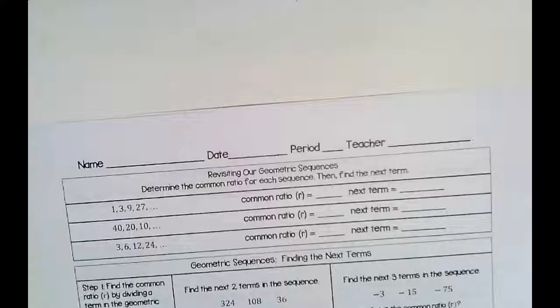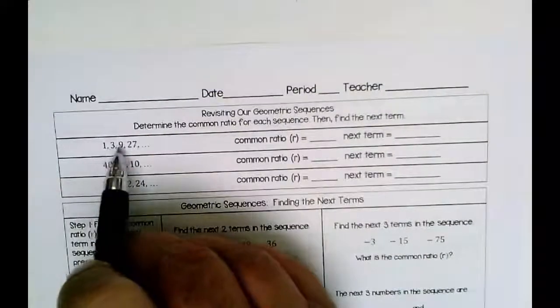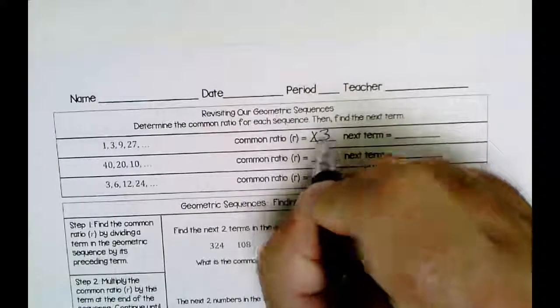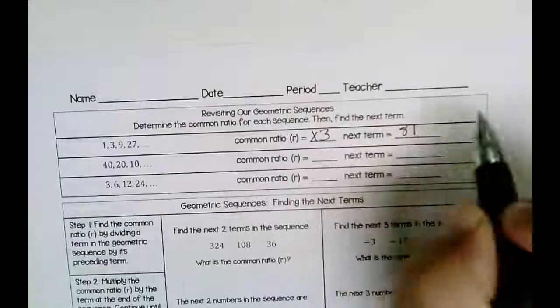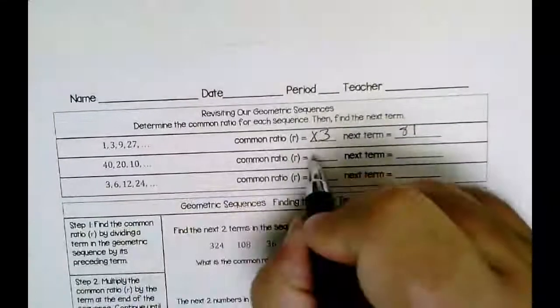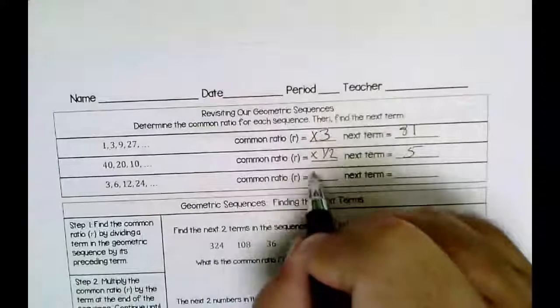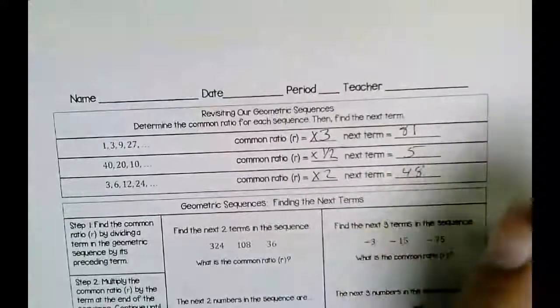We're going to find the common ratio here and then find the next term. This is pretty simple because we're just doing the easy stuff. For 1, 3, 9, we already found the common ratio is multiplied by 3. If I multiply 27 by 3, I get 81. Same thing here, I'm going to multiply by 1/2. Half of 10 is 5. Here, I'm going to multiply by 2. 24 times 2 is 48.